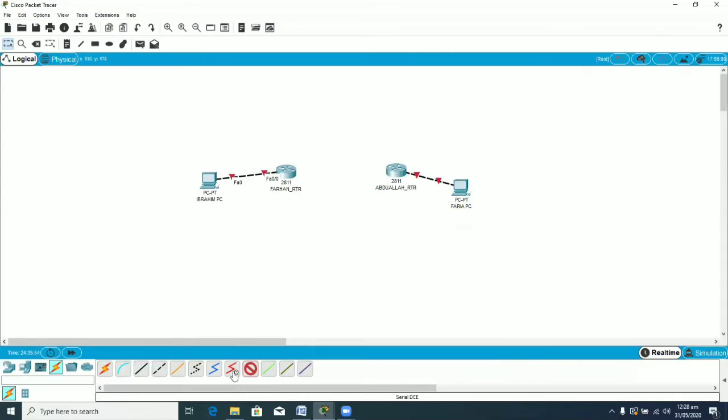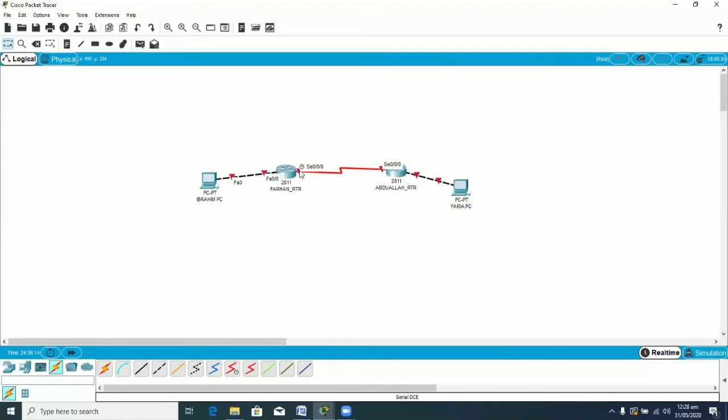So I'm taking the serial DCE cable and attaching it at serial 0/0/0 here and also serial 0/0/0 there. You can see now that by placing the mouse over here, you have serial 0/0/0 at the left hand side with the clock and serial 0/0/0 at the right hand side without the clock.